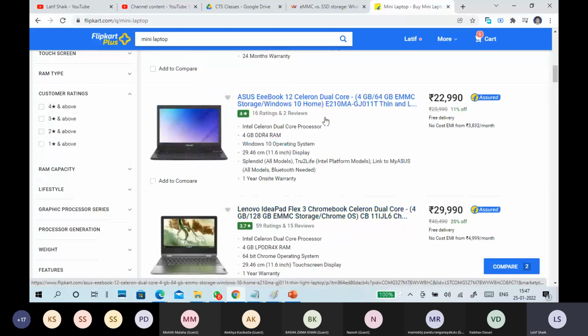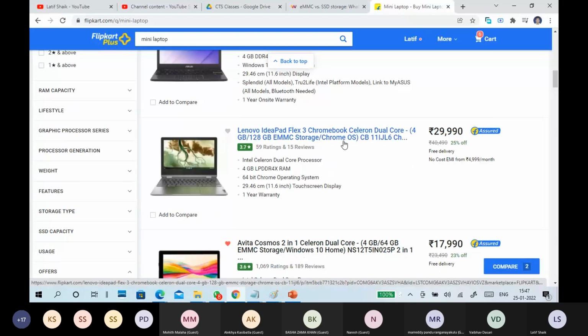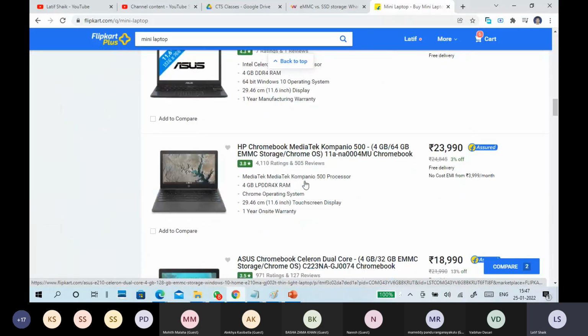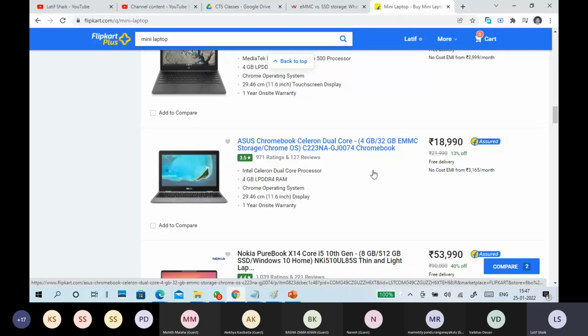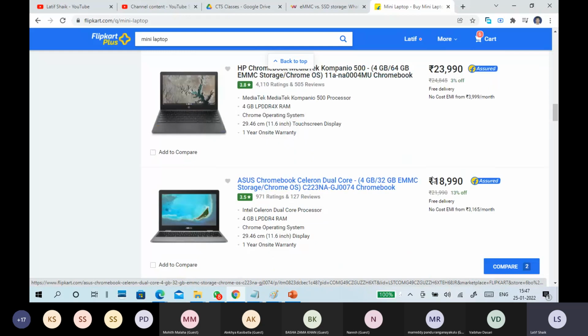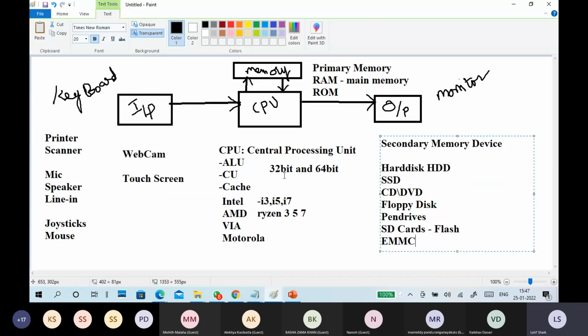This is Windows 10. This is a Chrome OS. So 128 eMMC. It's an inbuilt storage type. Sometimes you will get an inbuilt MediaTek processor, not Intel. It's a MediaTek processor. Okay. If you have more money you want to give to anyone, then you can gift a laptop like this. It's just for playing purposes. For work purposes, it's not worth it. It's a waste. Okay. So eMMC is also a storage.